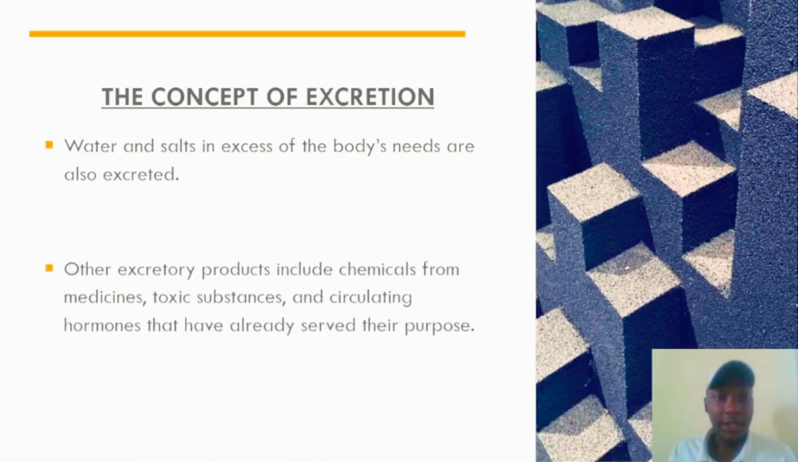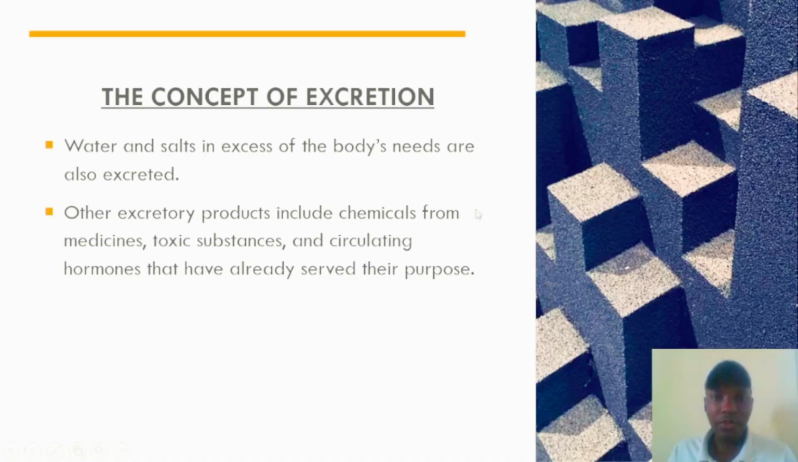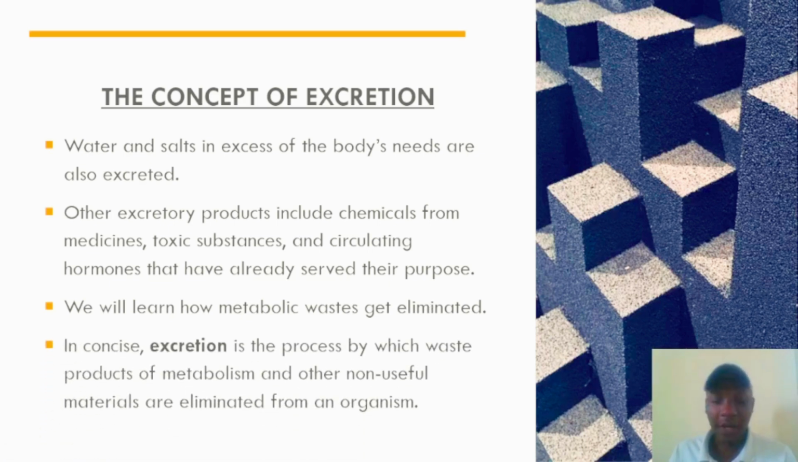Other excretory products include chemicals from medicines, toxic substances, and circulating hormones that have already served their purpose. We will learn how metabolic wastes get eliminated in this chapter. In conclusion, excretion is the process by which the waste products of metabolism and other non-useful materials are eliminated from an organism. That's what we call excretion.